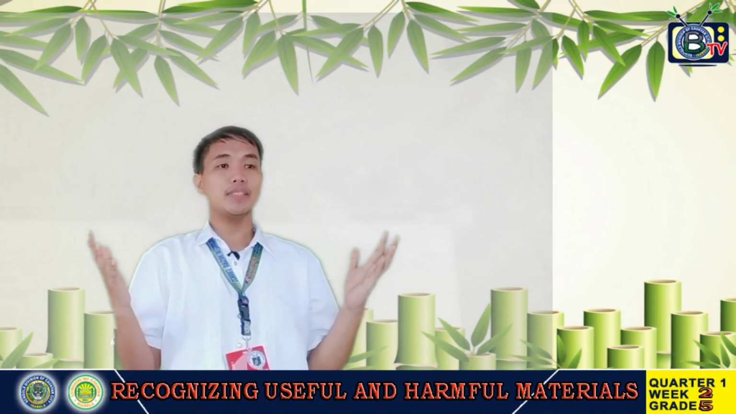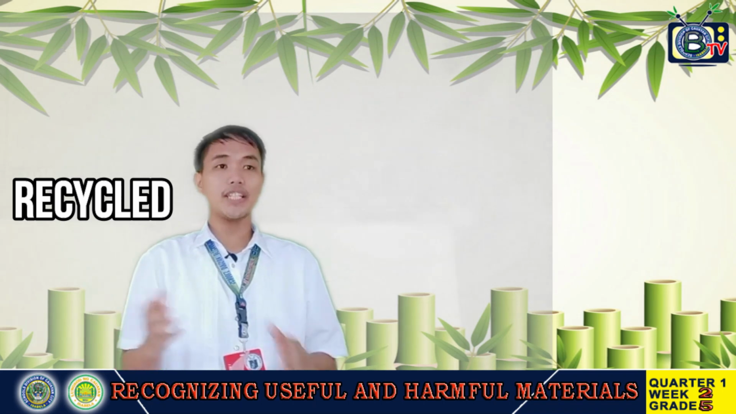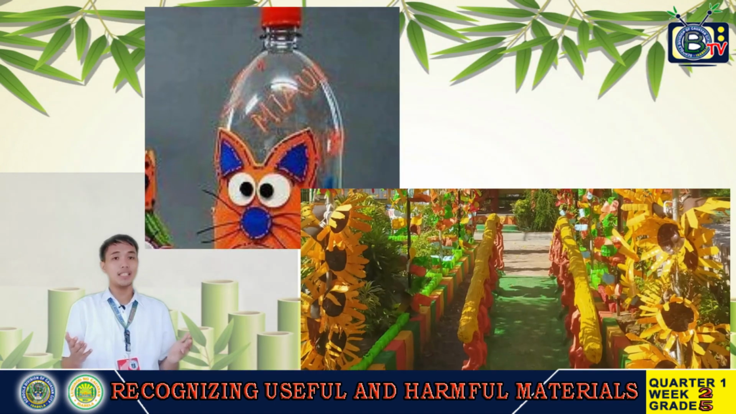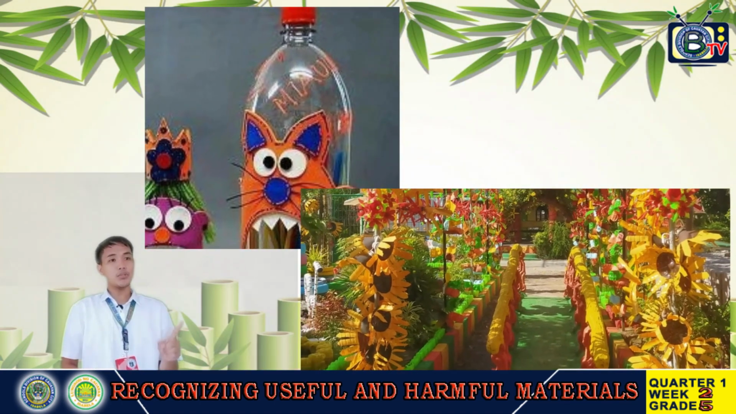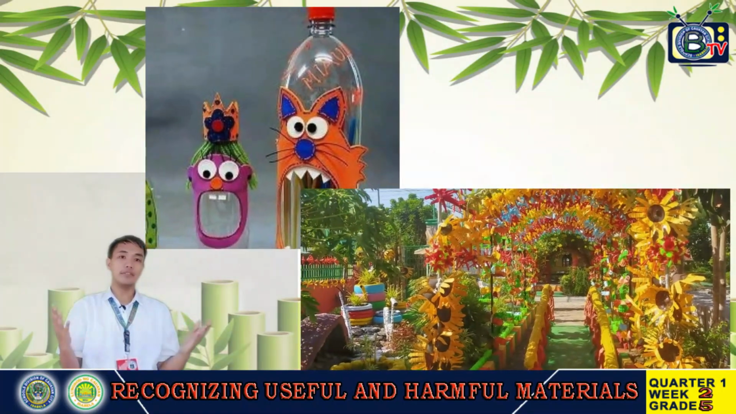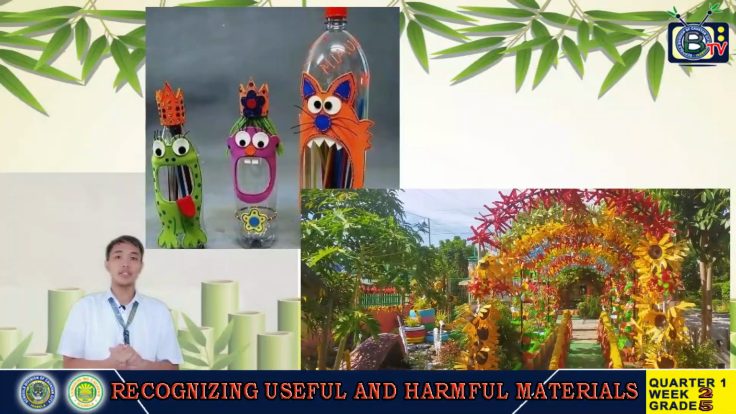Most of the useful materials can be reused and recycled. For example, plastic bottles of cola. When it is already empty, it can still be used for other purposes such as making flower vase, a coin bank, or house decor.